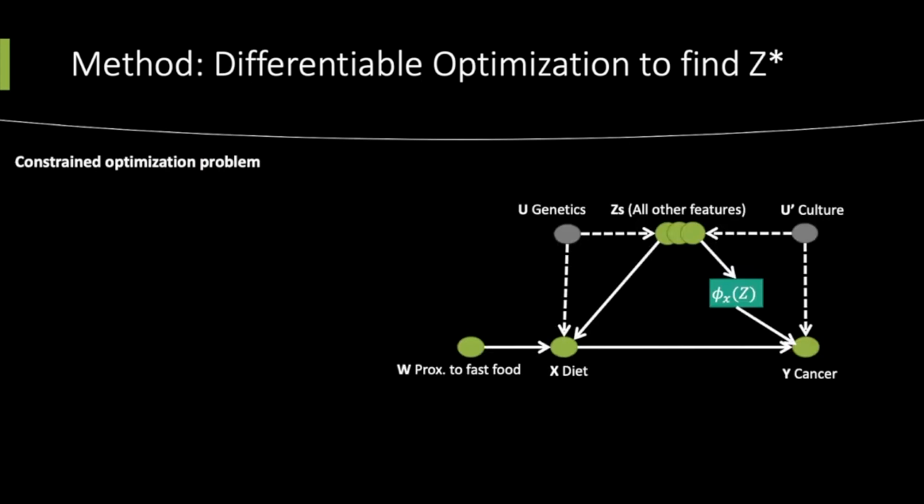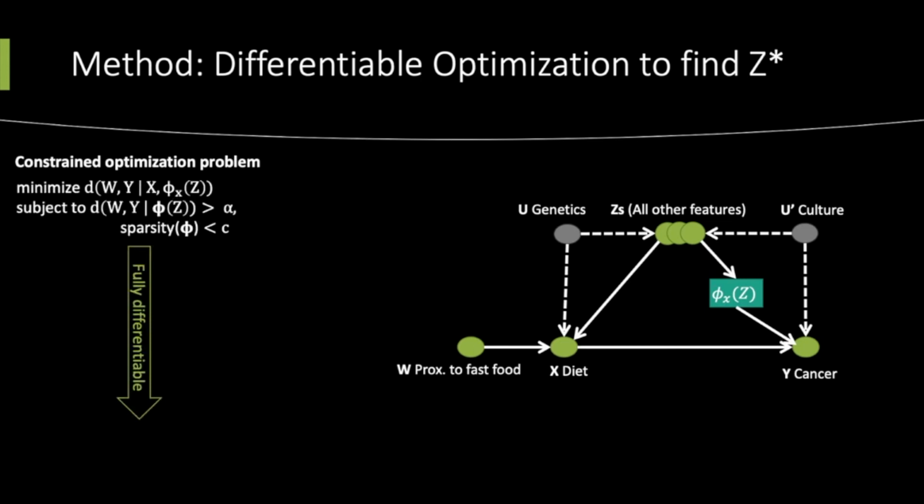The sparsity of the learned functions will assure us that out of the possible equivalence class of phis we might learn, the sparsest one will actually give us a valid adjustment set. We can turn this problem into an objective function via Lagrangian formulation and obtain this final form.